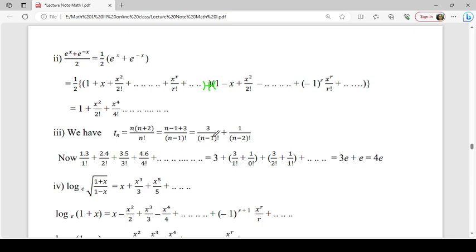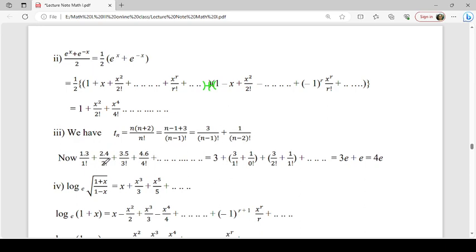So that we need to have factorial values for the denominator. So it is n minus 1 plus 3. So this n will go, remains n minus 1 factorial. Then this is n plus 2, we write as n minus 1 plus 3. This is 3 by n minus 1 factorial, and it is 1 by n minus 2 factorial. Then the first term we write as 3.